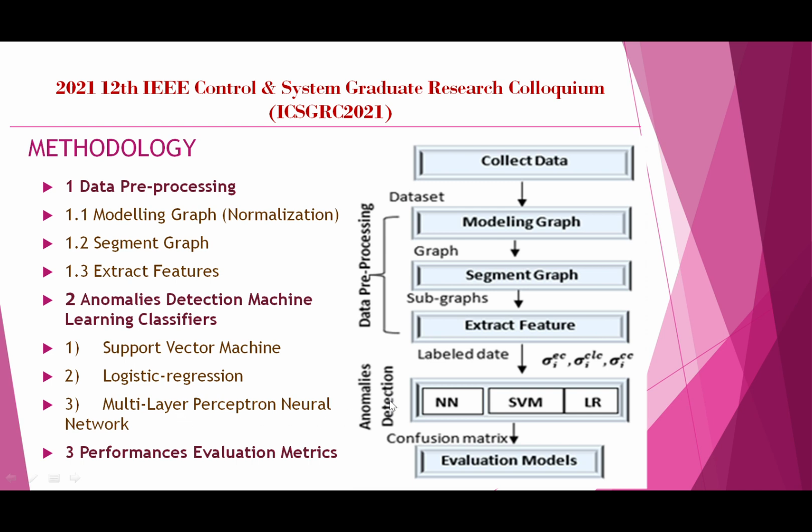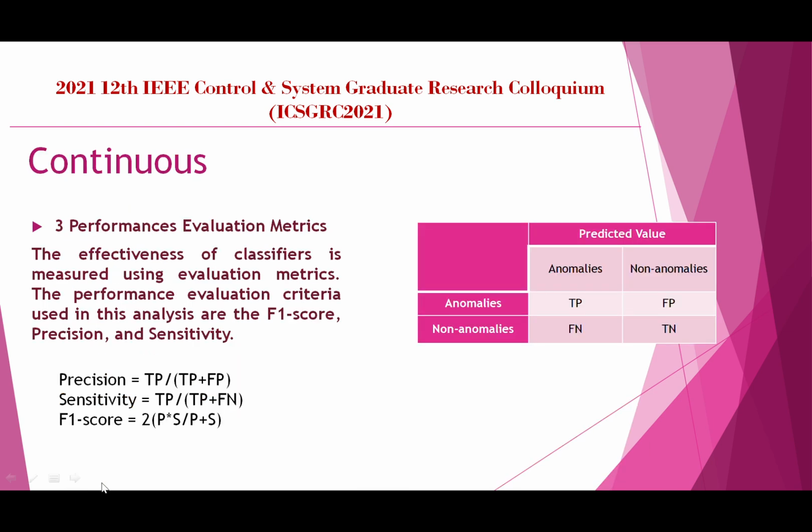After we are done with anomaly detection with all three classifiers, we move to the last phase of our methodology, which is evaluating the performance. The matrices for evaluation measure the effectiveness of the classifiers. These are precision, sensitivity, and F1 score.